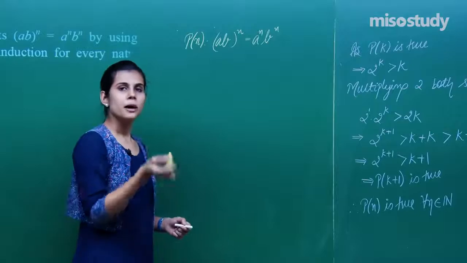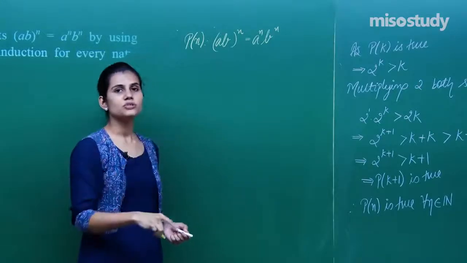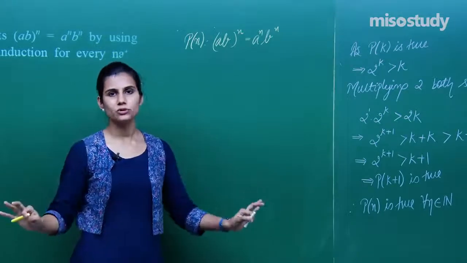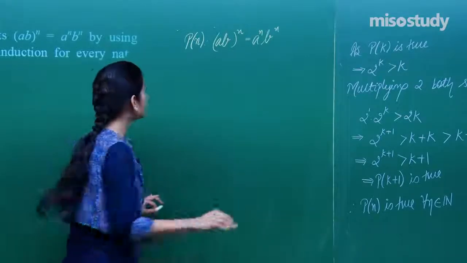Again the same thing: prove it true for 1, assume it true for k, and with that assumption prove it true for k plus 1. That is it. That's the only drill you need to keep in mind. A 3-step procedure. Apply it in every question, get the result established.